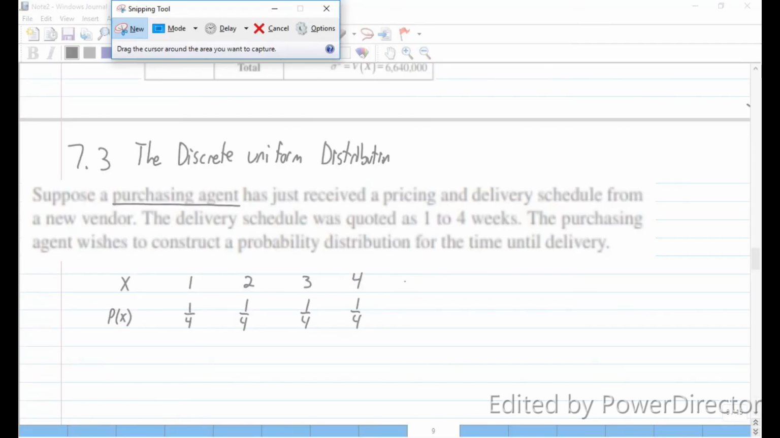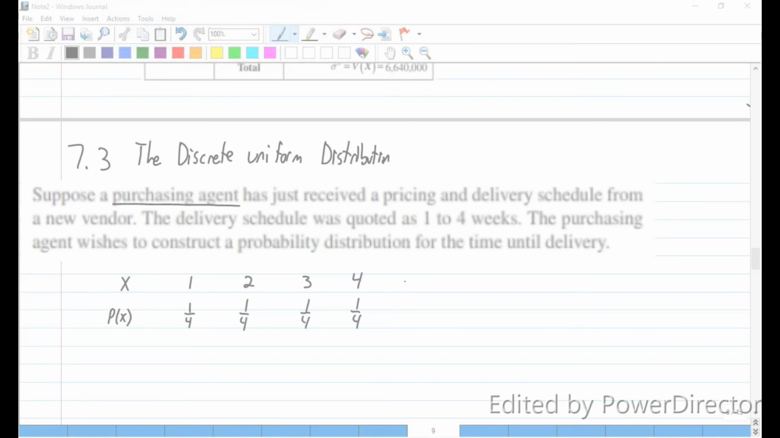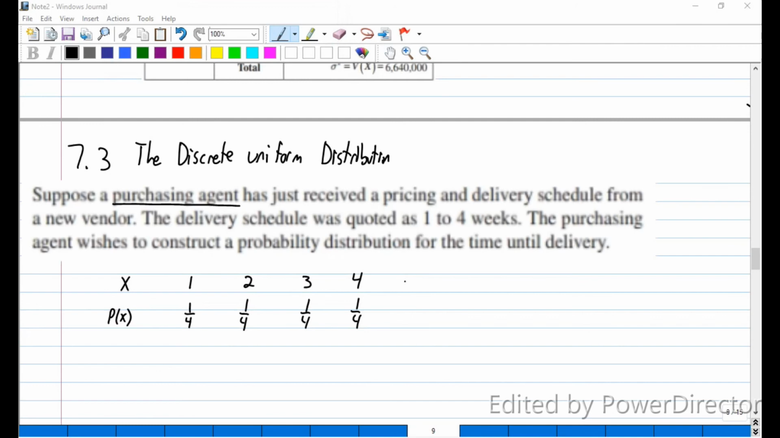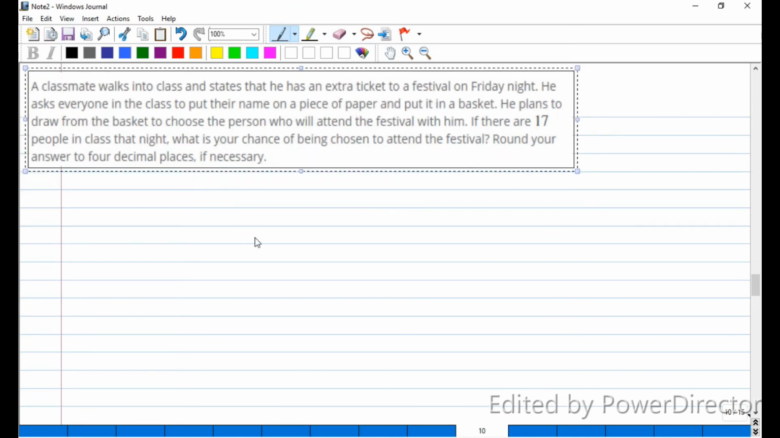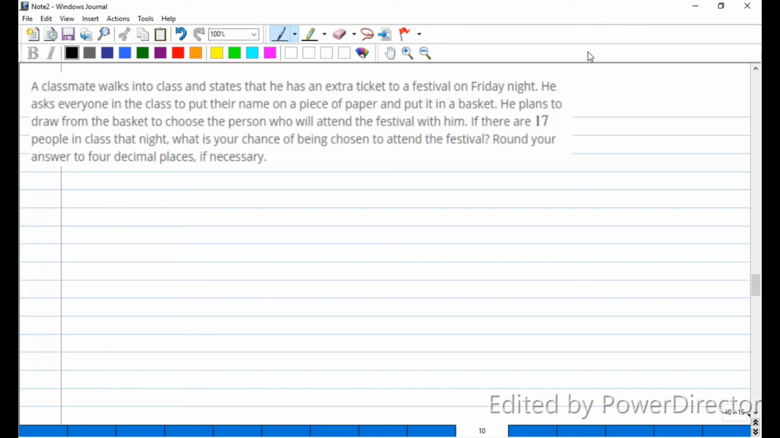Alright, so this is a big word problem, but I actually think it's a lot easier than all the words. You know, the words make it seem like it may be complex, but it's not very complex at all. A classmate walks into class and states that he has an extra ticket to a festival on Friday night. He asks everyone in the class to put their name on a piece of paper and put it in a basket. He plans to draw from the basket to choose the person who will attend the festival with him. If there are 17 people in the class that night, what is your chance of being chosen to attend the festival? Round your answer to 4 places.